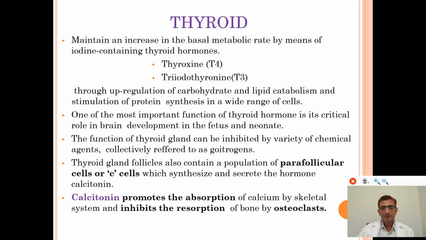So today we'll be discussing the endocrinology topic. And in endocrinology, we'll be discussing first about the thyroid gland. The thyroid maintains an increase in the basal metabolic rate by means of iodine containing thyroid hormones, that is T3 and T4, through upregulation of carbohydrate and lipid catabolism and stimulation of protein synthesis in a wide range of cells.